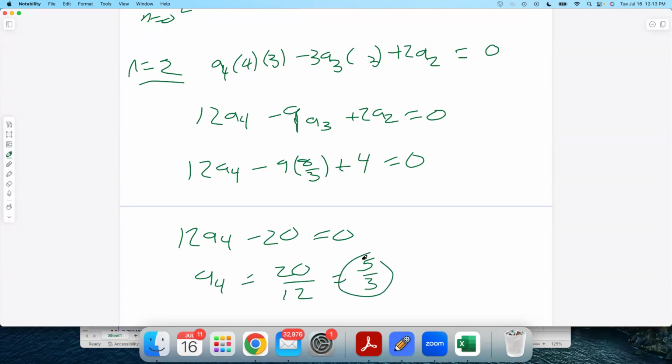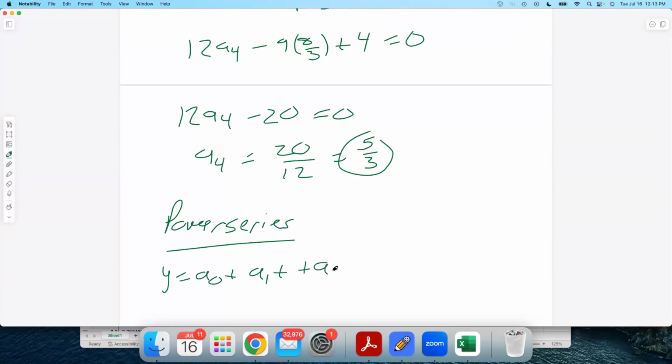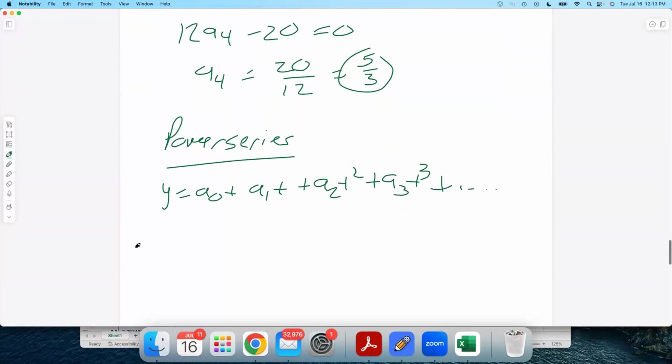Okay, now you would want to keep going. You're not done. You would want to get at least up to A10. At least. The more terms you keep, the better your power series is going to be. Okay, so I'm just going to stop here just for illustrative purposes. So my power series, remember, it's just a polynomial. It's going to be y equals a naught plus a1 t plus a2 t squared plus dot, dot, dot.